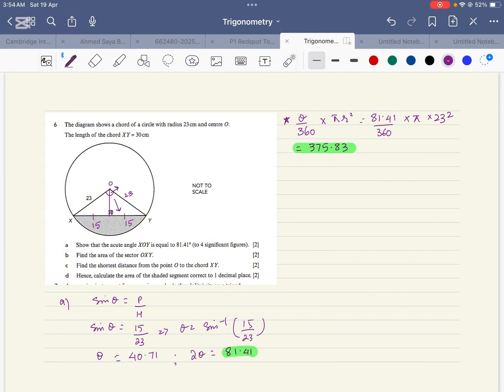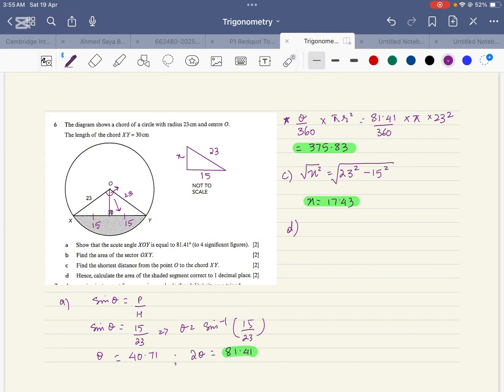Part C. Find the shortest distance from O to the chord XY. I explained in some previous question that the shortest distance always means the perpendicular. So we can easily find the perpendicular because we have the triangle which has hypotenuse equal to 23. This is 15. We can simply apply Pythagoras to find x. So x square is equal to 23 square minus 15 square, and the answer is x equals 17.43.